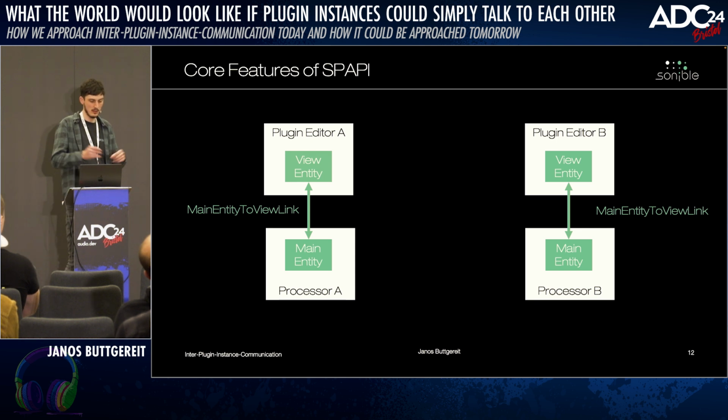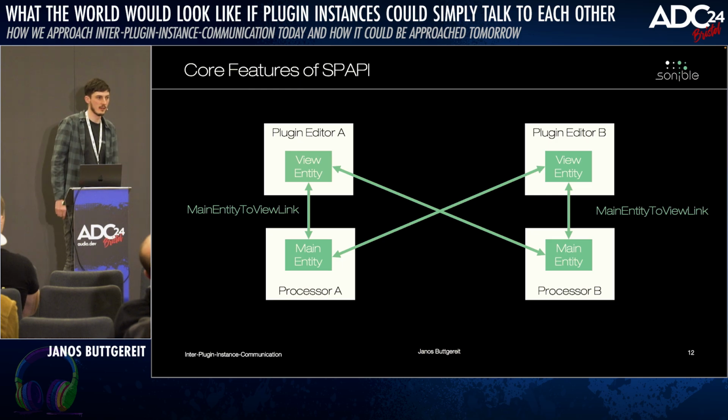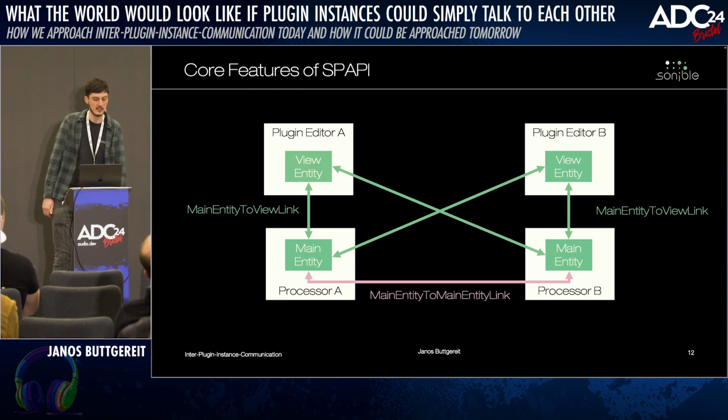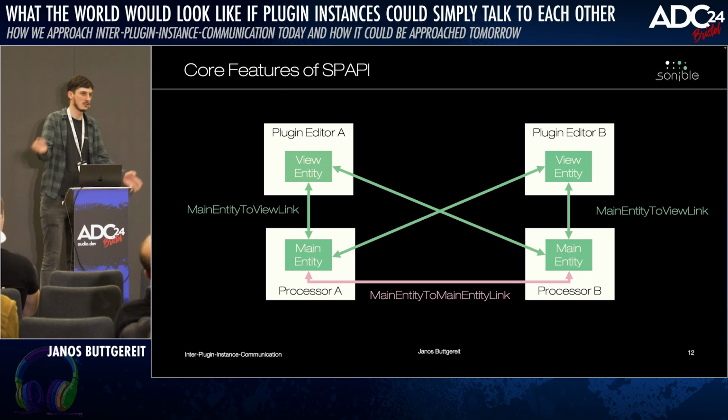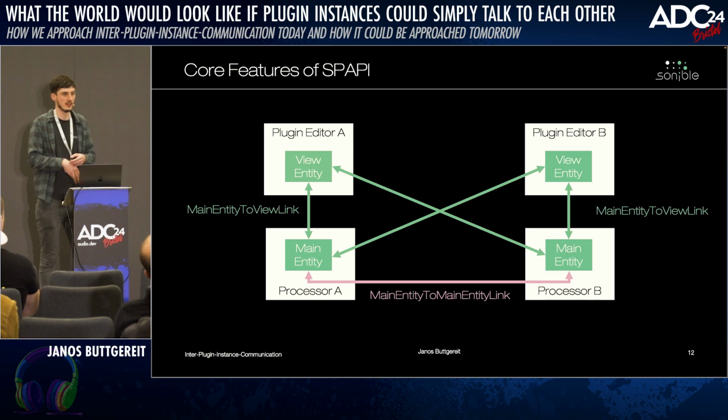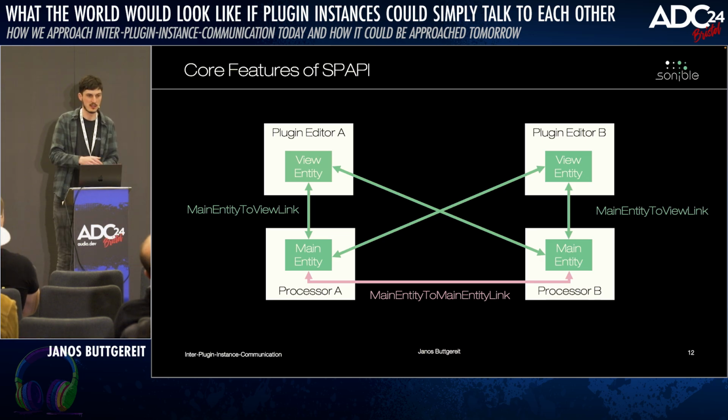So we have multiple editors, multiple views, and we can just cross-reference them. And we have a new link class introduced, which is the main entity to main entity link, which basically does all this computation of inter-plugin parameters and stuff. This is not strictly UI related. So this is our general approach for our framework.